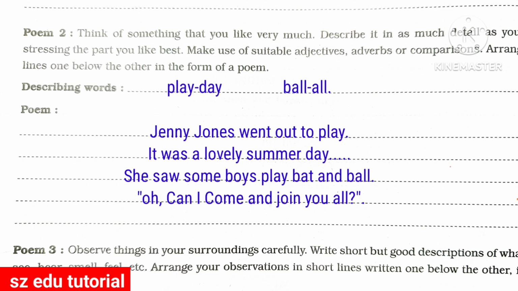Poem 2. Think of something that you like very much. Describe it in as much detail as you can, stressing the part you like best. Make use of suitable adjectives, adverbs or comparisons. Arrange the lines one below the other in the form of a poem. The rhyming words are play, day, ball, all.